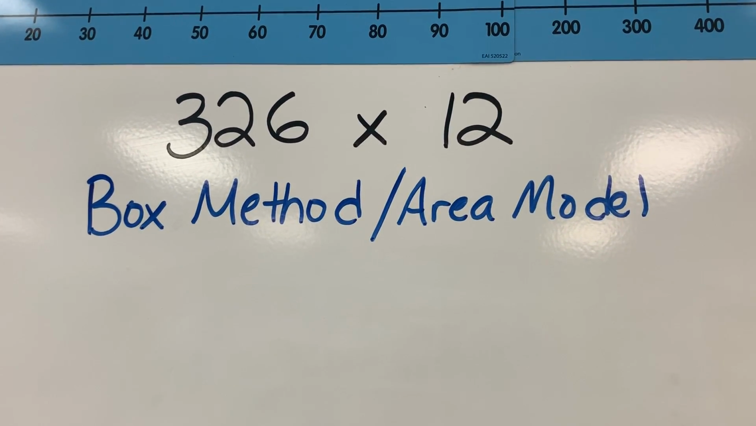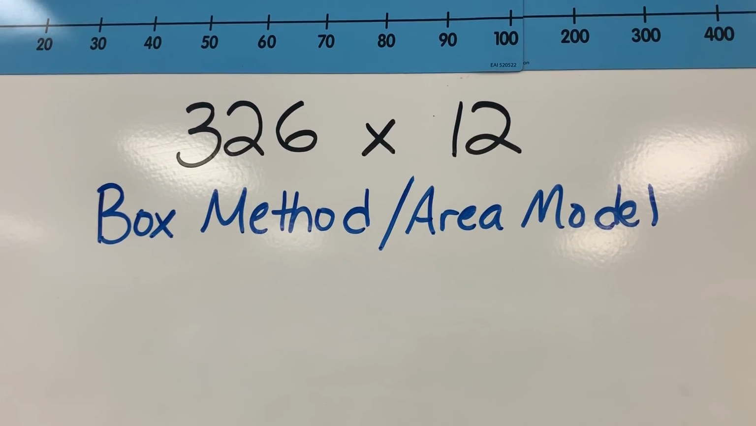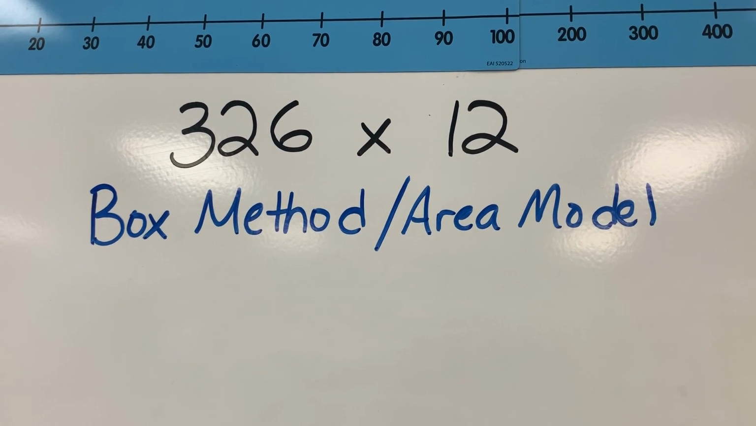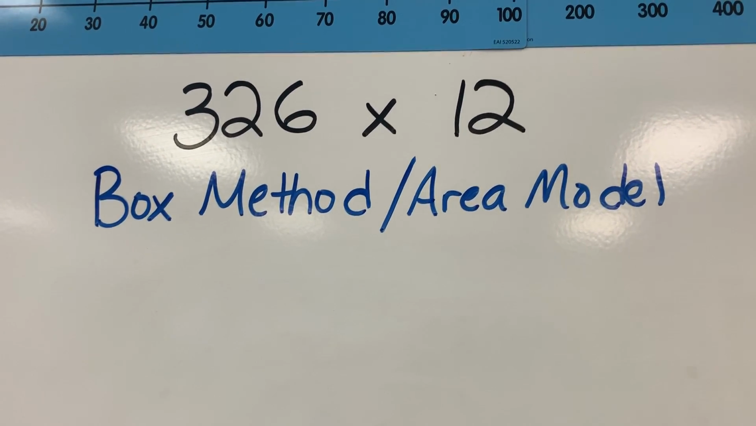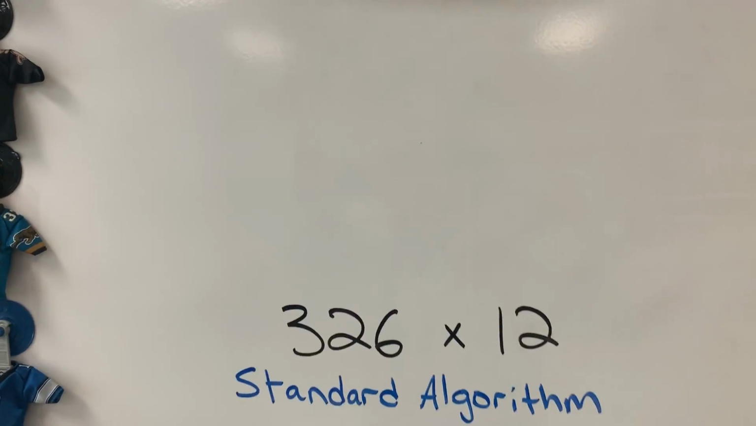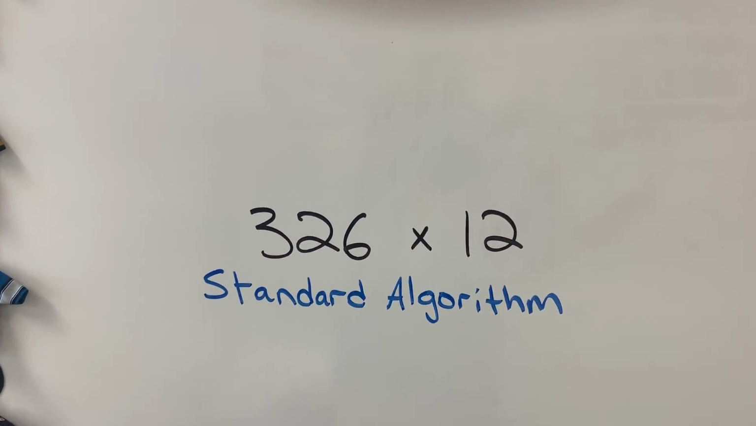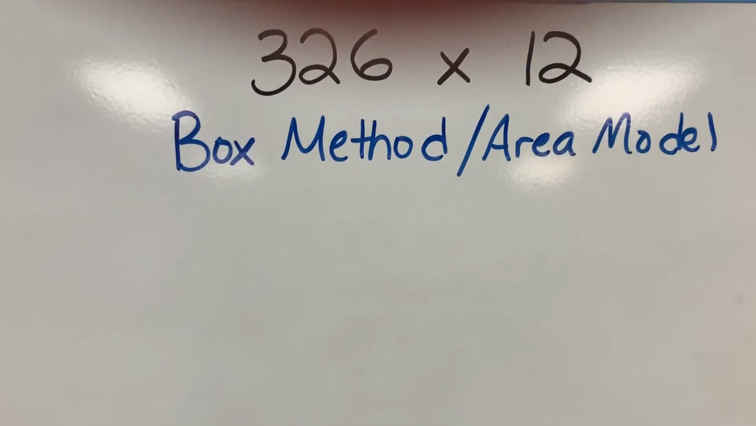All right, today we're going to use the box method, also known as the area model, to solve a multi-digit whole number being multiplied by another multi-digit whole number. And then we're going to use the same numbers and use the standard algorithm. So first, let's go ahead and try solving this.